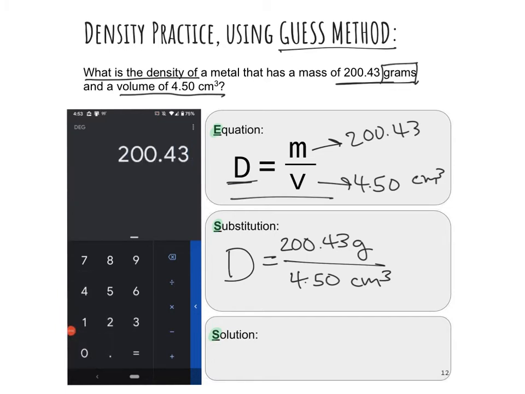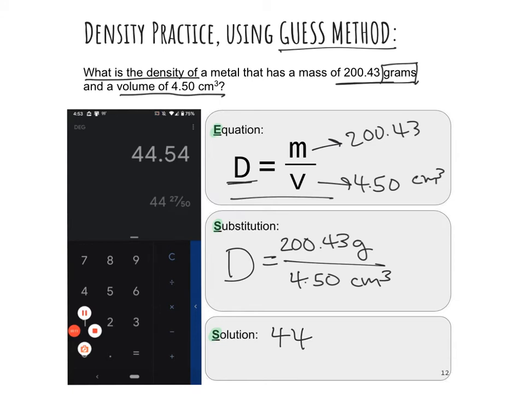So all that's left is for me to type that into a calculator. 200.43 divided by 4.50. And when you do that, you get 44.54, and the unit for density is grams divided by centimeters cubed. And that's all there is to it.